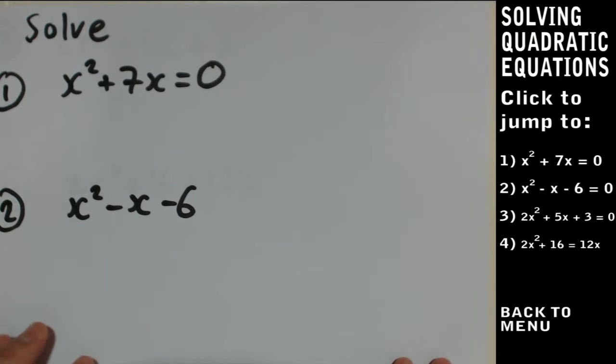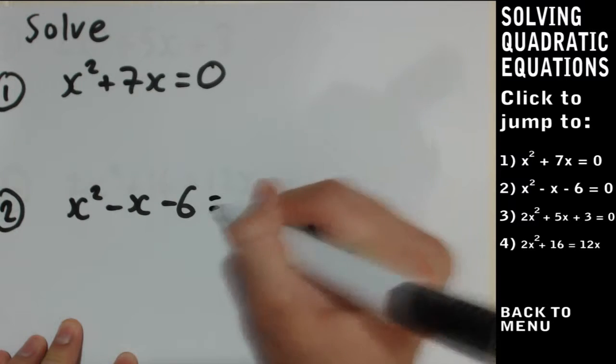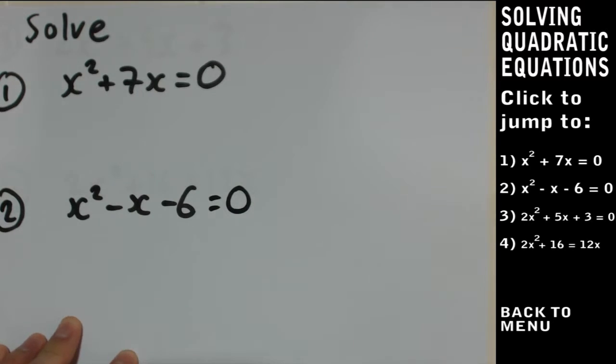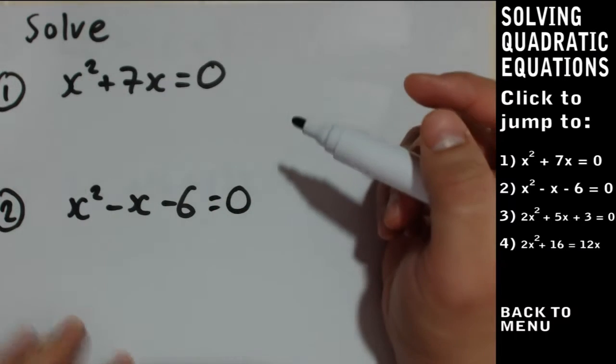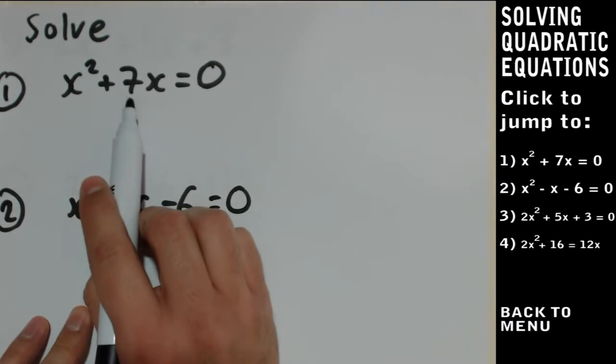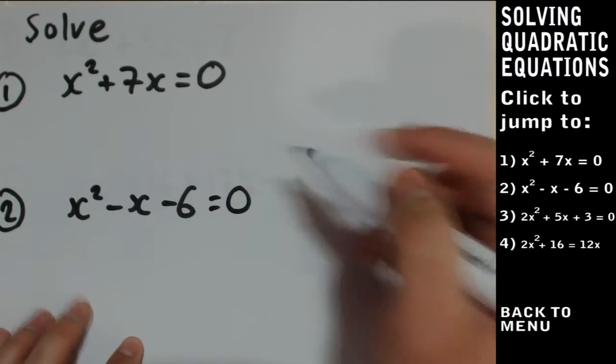Okay, solving quadratic equations this time. So it's just like the last video, but we've actually got an equals 0 on. So that makes them equations and not expressions. So how do you solve it? Well, you still factorize the start.